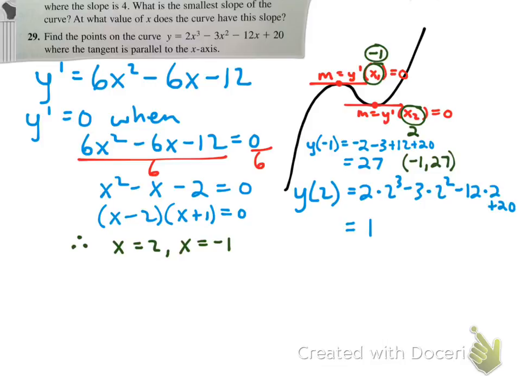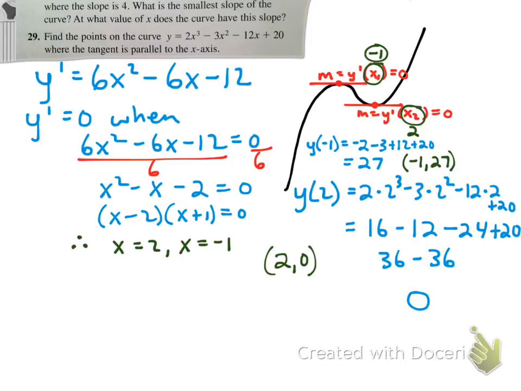2 times 8 is 16. Minus 3 times 4 is 12. Minus 24 plus 20. And what can I combine here? 16 and 20 is 36, minus, nice, minus 36, and we have 0. So we have the coordinates 2, 0.